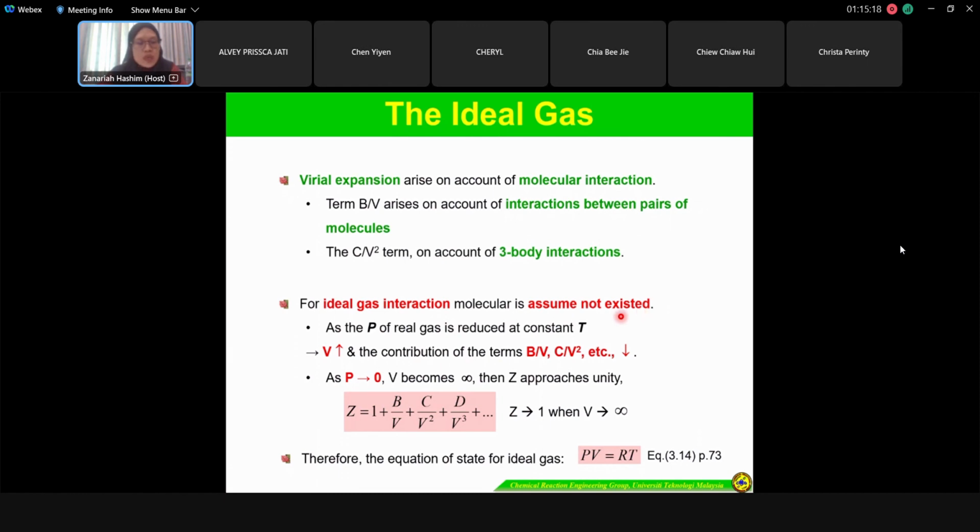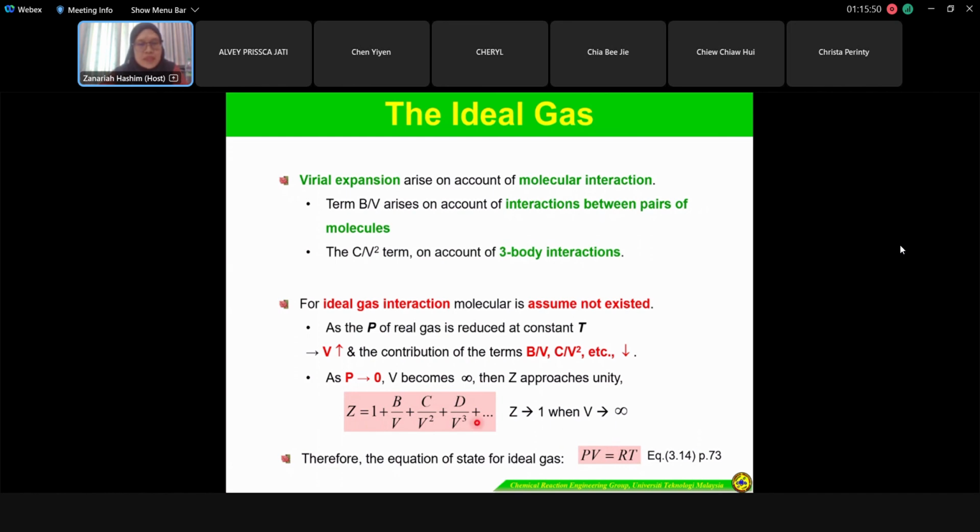For ideal gas, the molecular interaction is assumed to not exist. So we can assume the second term, third term, and subsequently the fourth and so on, all these terms become zero. In this case, the compressibility factor Z will become 1 for ideal gas. Therefore, the equation of state for ideal gas becomes PV equals RT, because Z is 1.